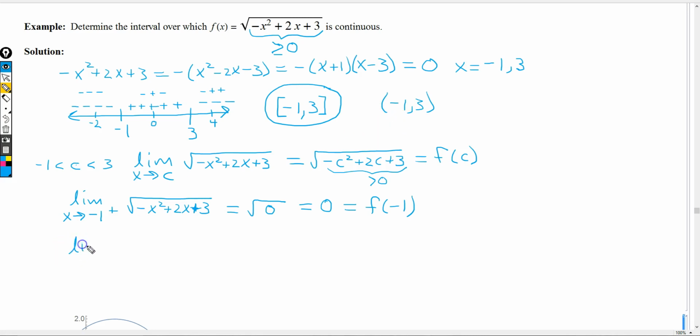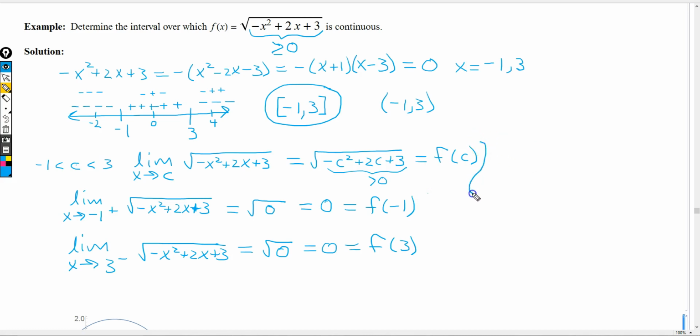Now if we look at the limit as x converges to 3 from the left, we do the same thing. Of course, we get the square root of 0, because 3 is a root of this polynomial, as we found above. That is 0, and that is also f of 3. All right. So all three of them show that f of x is continuous on the interval from -1 to 3 with closed brackets, because of what we've done here with the right-hand limit and the left-hand limit. All right, so that concludes this example.